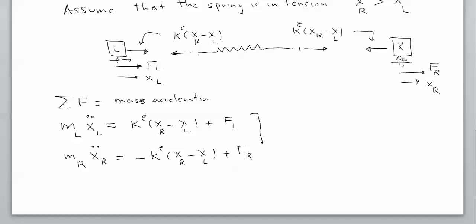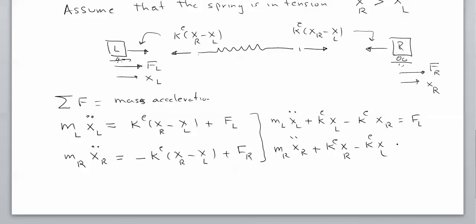Let me take these two and write it in a more organized way. So I'm going to take everything to the left side except for Fl and Fr. So for this one, we're going to have ml xl double dot plus Ke xl minus Ke xr equal to Fl. And for the second one, we have mr xr double dot plus Ke xr minus Ke xl equal to Fr.